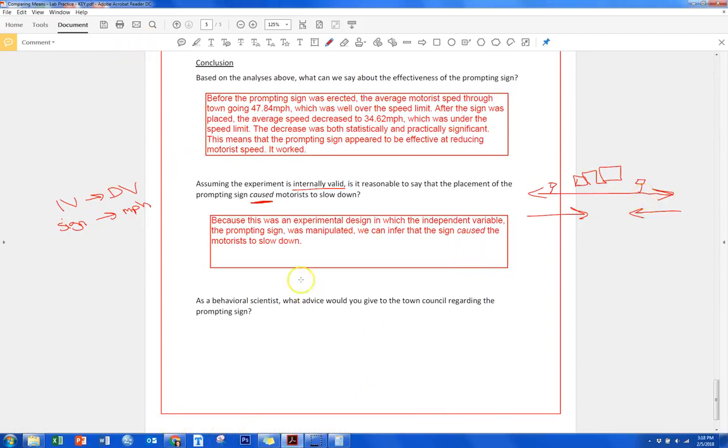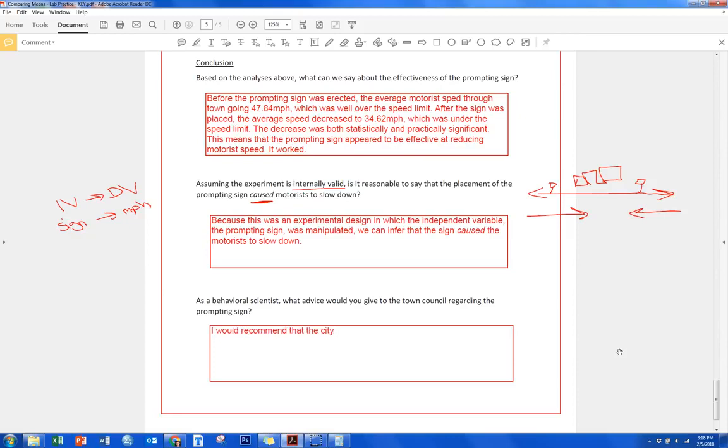Well, they certainly should leave the sign up. It does appear to be working. They could continue to monitor motorist speed and see if this trend continues. And they could also try adding a sign going the other direction to see if people going this way also experience a decrease in motorist speed. So that would probably be what I would recommend. I wouldn't take the sign down. It does appear to be helping. It didn't cost very much. It's certainly less expensive than adding a patrol car. It's just a sign.